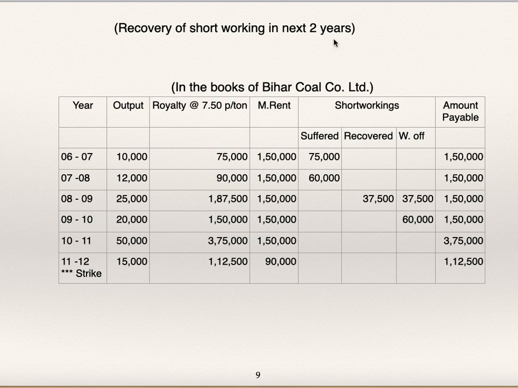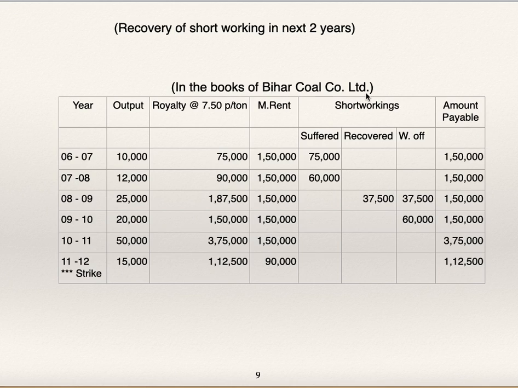Recovery of short working in next 2 years. Next 2 years, following 2 years, subsequent 2 years. If you get these words, that means it is fluctuating. If he suffers in the year 6-7, he can recover either in the year 7-8 or in the year 8-9. If he suffers in the year 8-9, he can recover in the year 9-10 or 10-11 and so on.